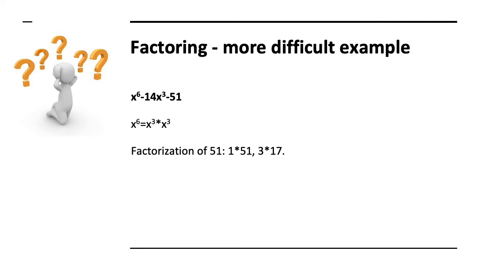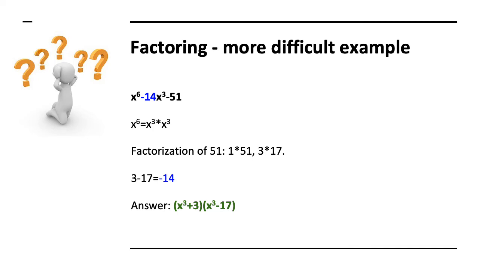The factorization of 51 is not always obvious to everyone, but it is not prime. Rather, we get 1 times 51 and 3 times 17. Since we are dealing with a negative 51 in the example, the combination of these factors must include one negative. Now looking at the middle term, negative 14x cubed, we know that the difference from our factors of 51 needs to equal negative 14. Automatically, 3 and 17 should stand out. When you subtract 17 from 3, we get negative 14.